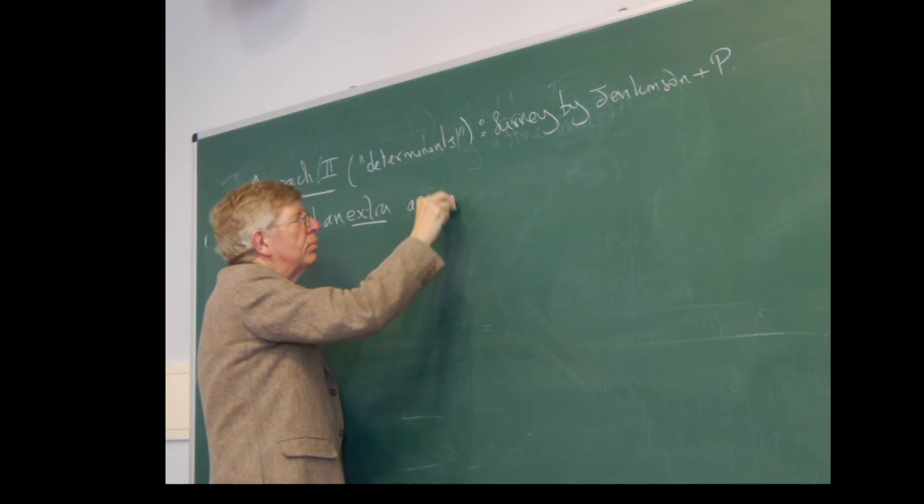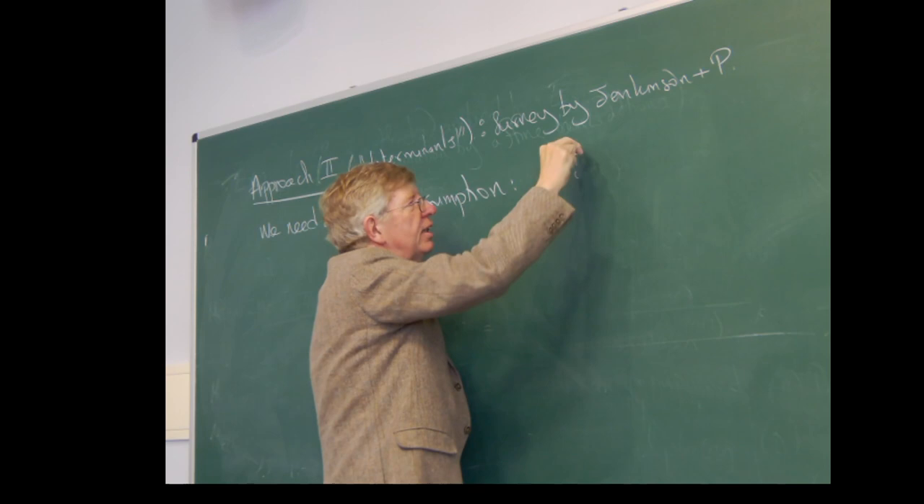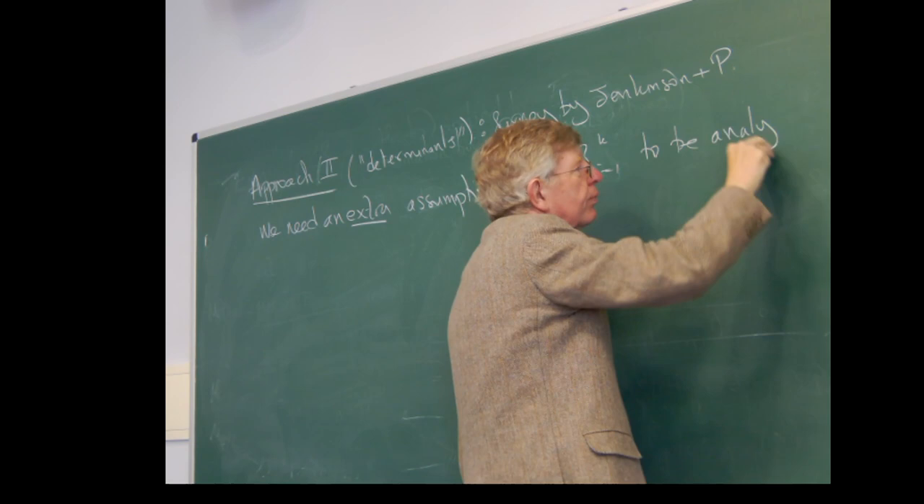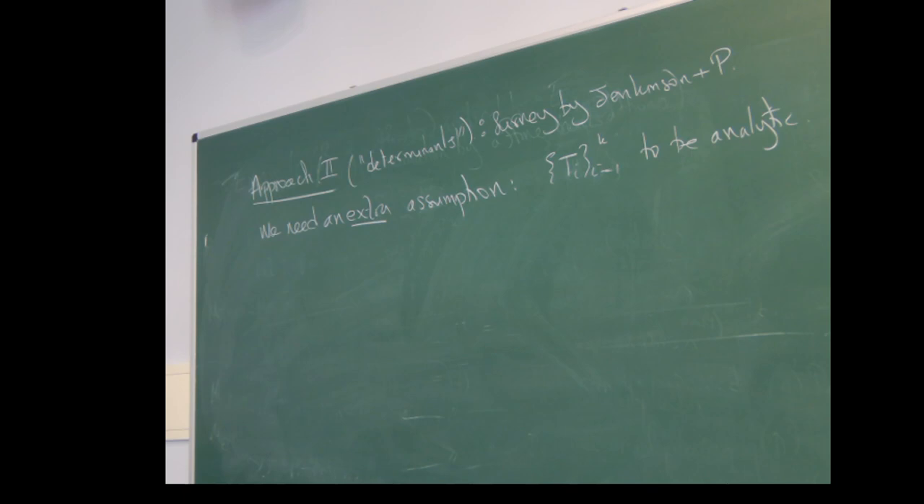What's the extra assumption? Well, we need that the maps Ti from 1 up to k, the contractions, which before were just any happy old C2 maps, to be analytic. You don't really need to assume they're analytic, but for the method to give you something useful, you want to assume that they are analytic. So let's just say that.